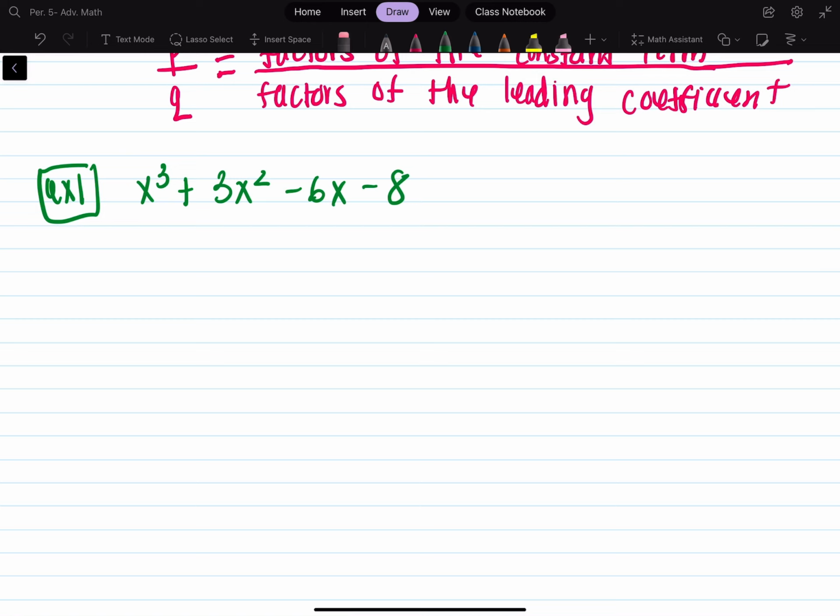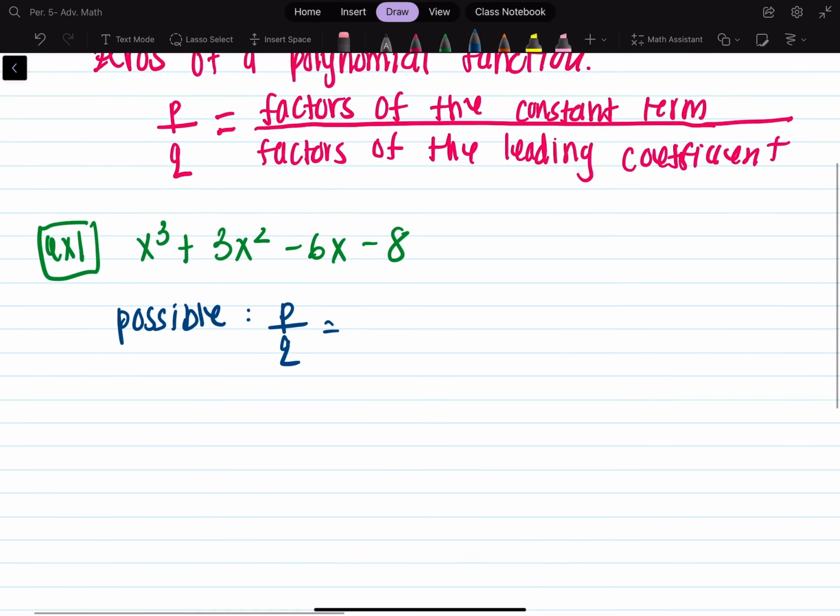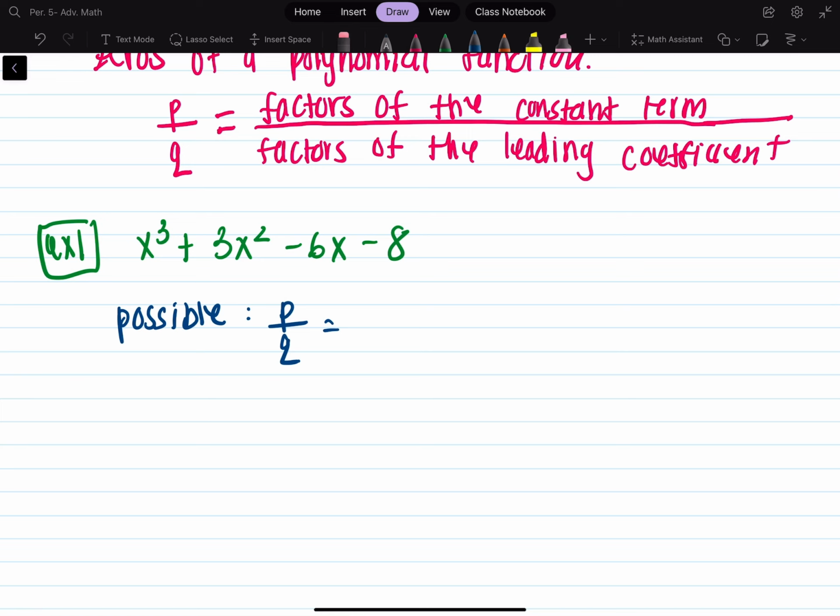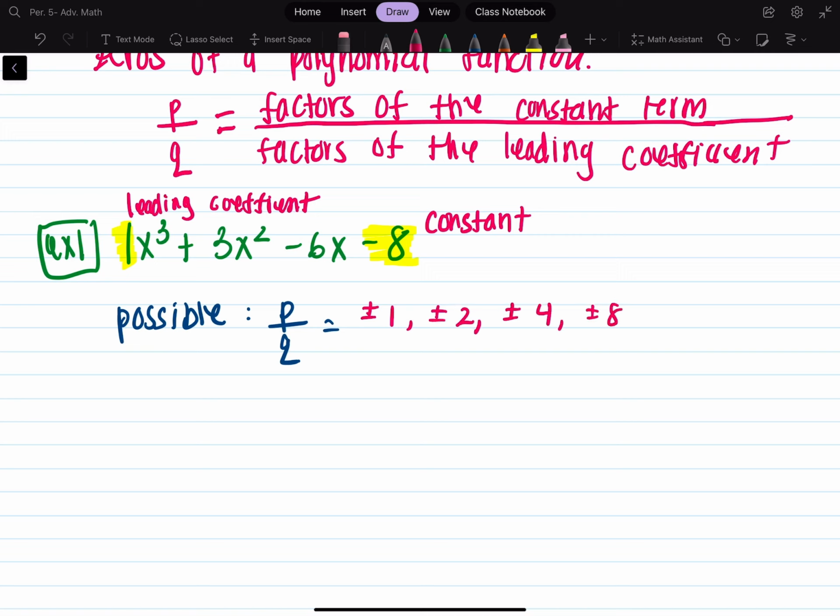So the way that you're going to do this is you first need to list out what are the possible rational zeros of this polynomial. Now, the way that you do that, again, is P over Q, which is equivalent to the factors of the constant over the factors of the leading coefficient. Remember, in this polynomial, this number right here, that is my constant. And then my leading coefficient in this case would be an imaginary 1. So this is my leading coefficient.